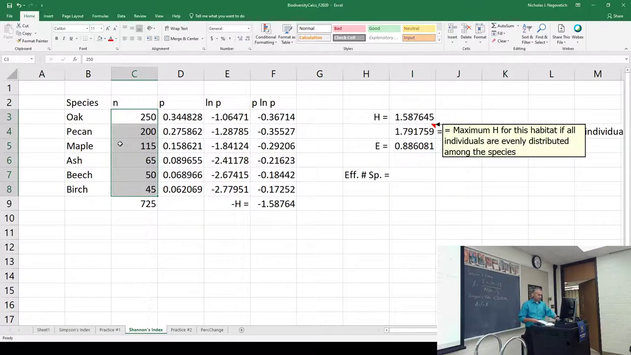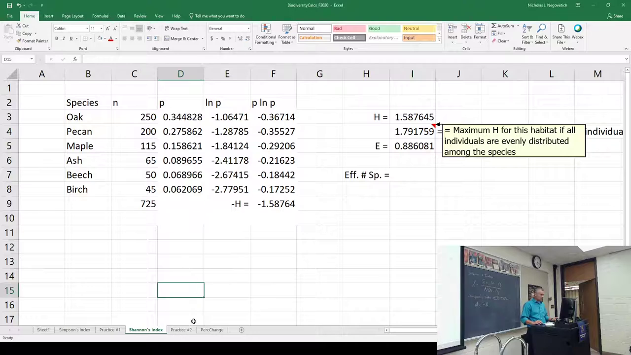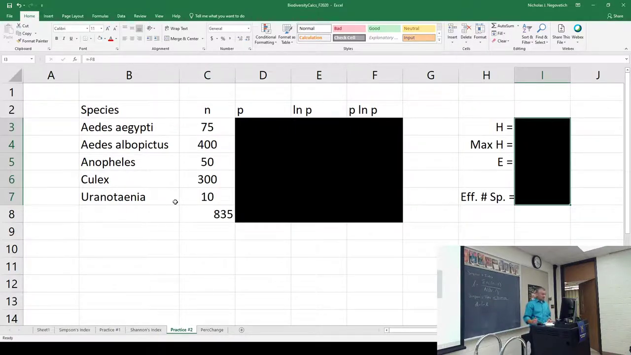All right, so we have practice problem 2 to work on. Practice problem 2 is mosquitoes. So here's our distribution. We've got 835 individuals. So assume we went out with a mosquito trap, a CO2 trap. We caught mosquitoes over multiple nights in a week. And this is the breakdown of the species, 5 different species. Well, 2 species, and then we just recorded genera. What I want you to do is go through and calculate your Shannon's index and evenness.